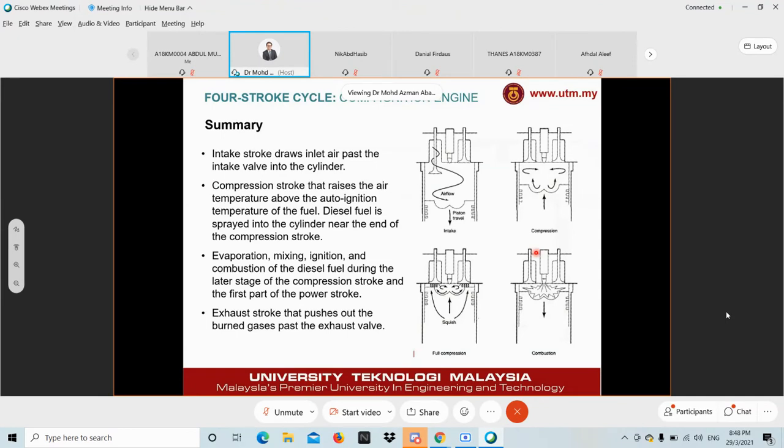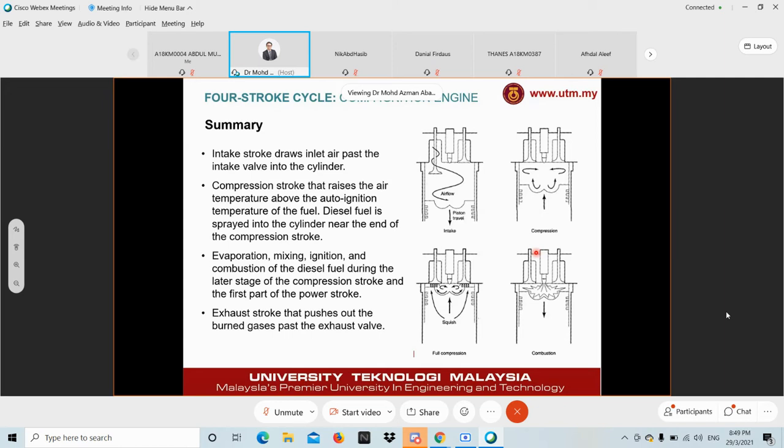Okay, just to summarize on the CI engine or diesel engine, the intake stroke draws inlet air past the intake valves into the cylinder, same thing as the SI engine. The compression stroke raises the air temperature above the auto-ignition temperature of the fuel, which is the diesel. This is totally different compared to the SI. Diesel fuel is sprayed into the cylinder near the end of the compression stroke.